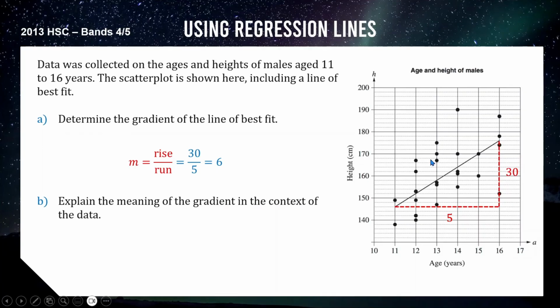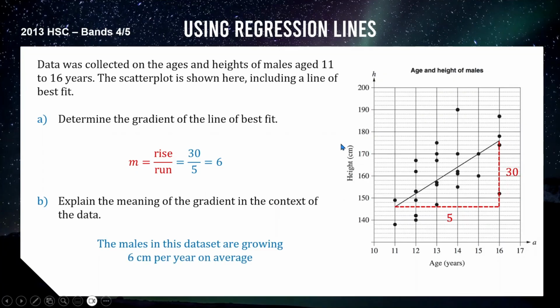Now putting that concept into the context of this data, every time this line is going 1 unit to the right, that is the age increasing by 1 year. And the line is going up by 6 centimeters every time you go across 1 year. So contextualizing that, it means that that's the average growth rate per year of these teenage boys in our data set. Okay, so 1 year of growth equates to a change in height of 6 centimeters. Okay, so the males in this data set are growing 6 centimeters per year on average based on this line of best fit.